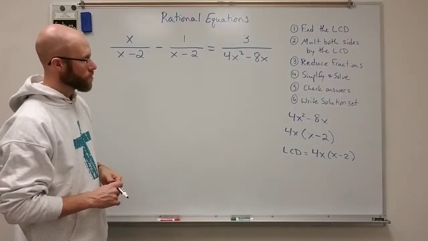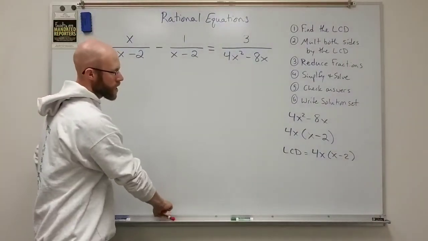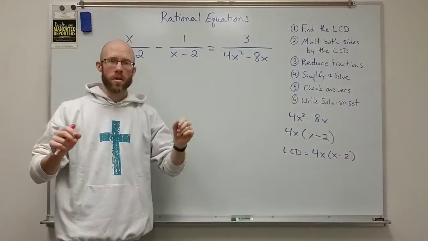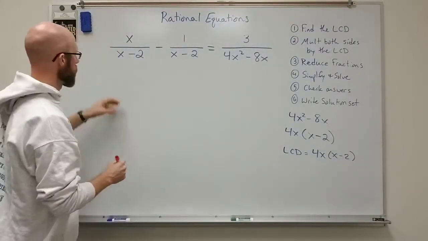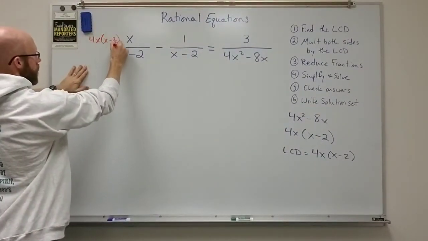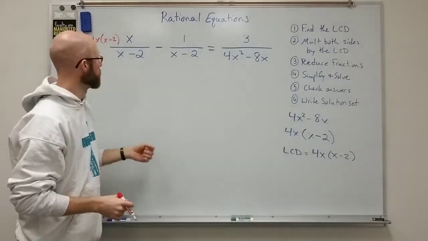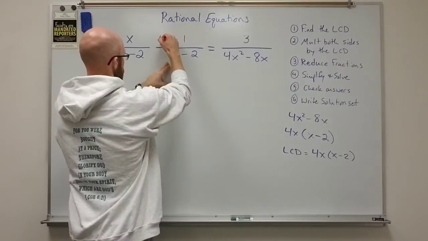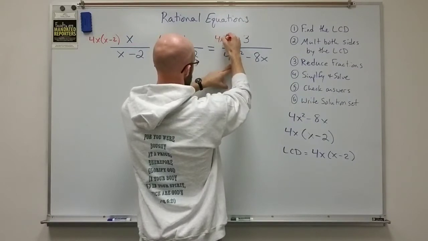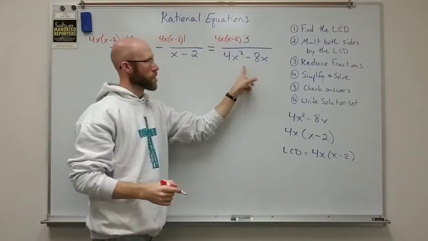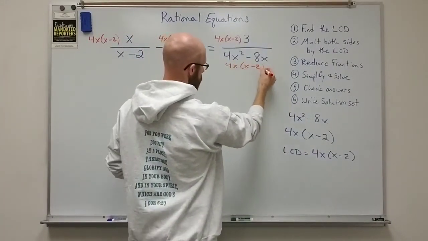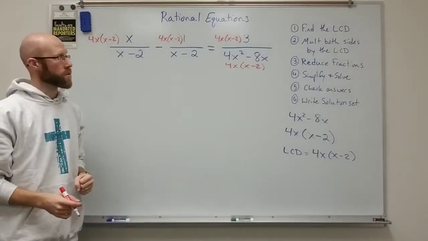So the second step is to multiply both sides by that LCD. Remember that when multiplying both sides, the LCD will distribute to every term, so we're going to do this 3 times. The first one gets multiplied, and I'm going to leave this in its factored form so that it's easier to cancel in the next step. Here we're going to have another 4x times x minus 2, and here another 4x times x minus 2. Now remember, this denominator is already essentially 4x times x minus 2, it's just not factored. So those are the same thing.